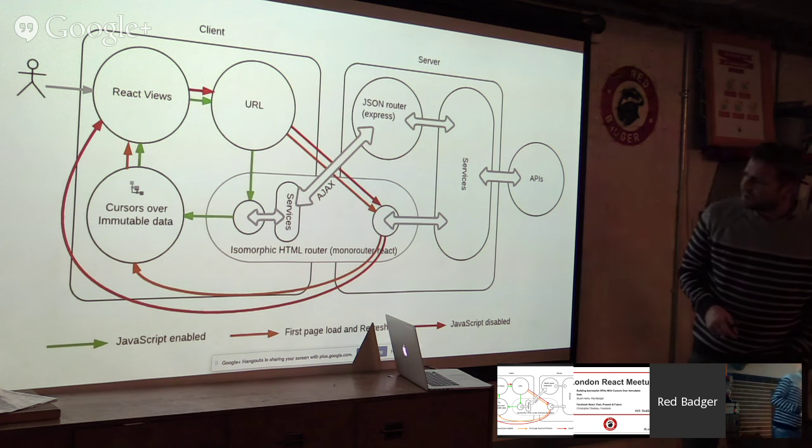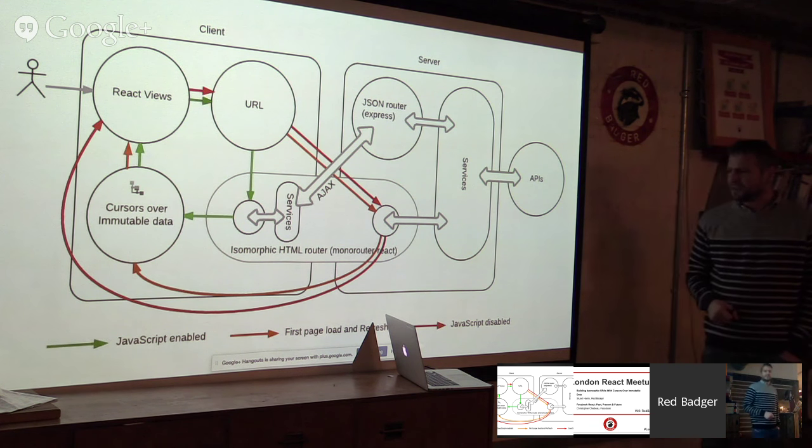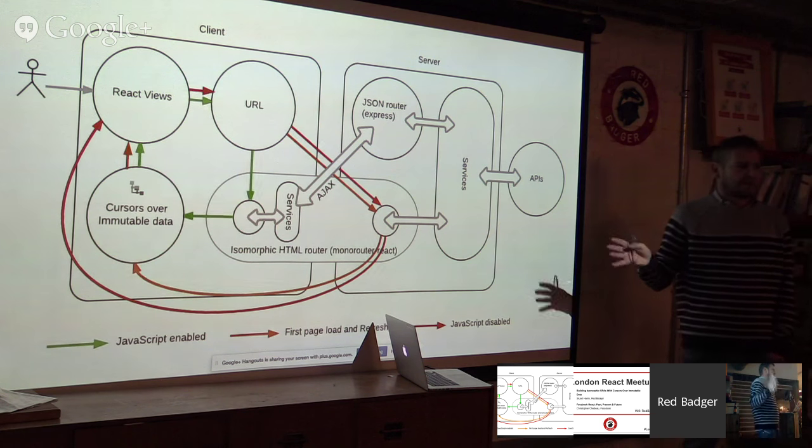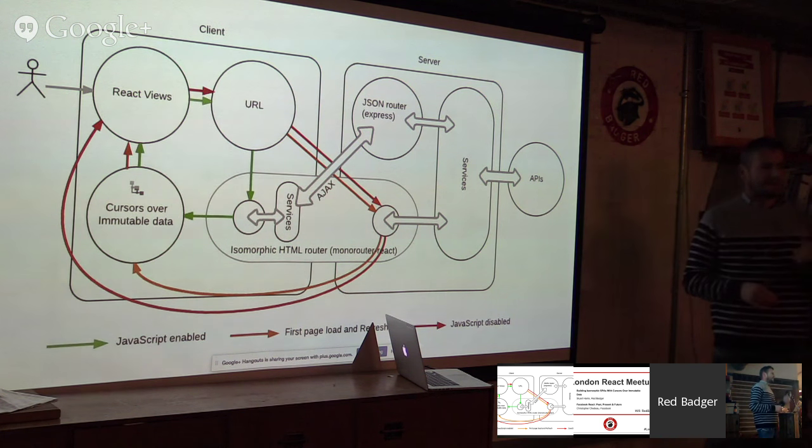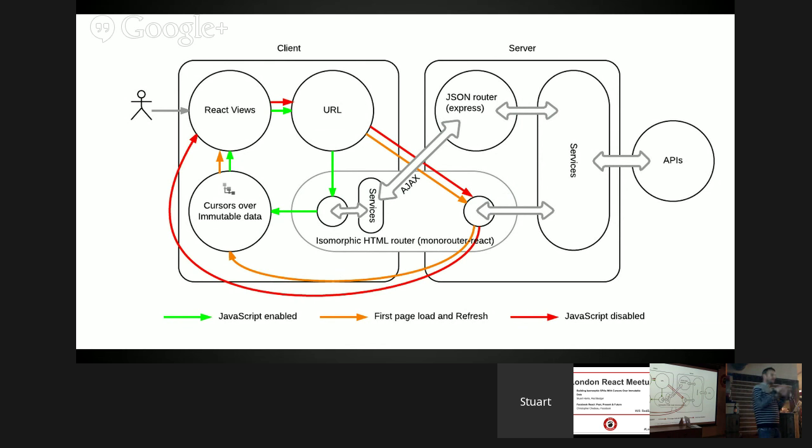so it's the orange line we should be reading, sorry, first page load and refresh. So we create a cursor on the client and pass that into the React components client side. And that's exactly the same data that it had on the server. And because it's exactly the same, it renders exactly the same hierarchy with exactly the same checksum, and everything's good.